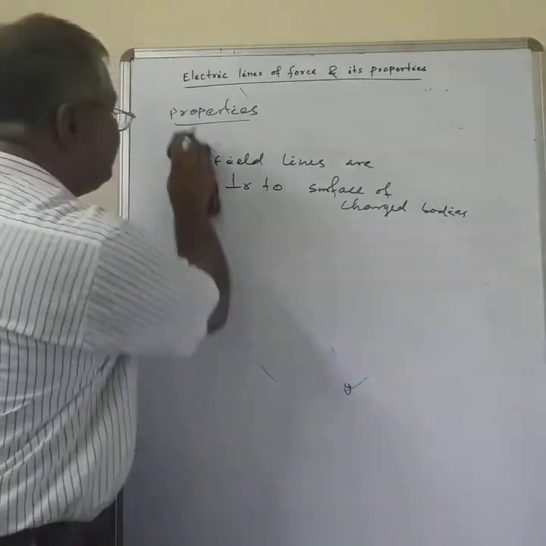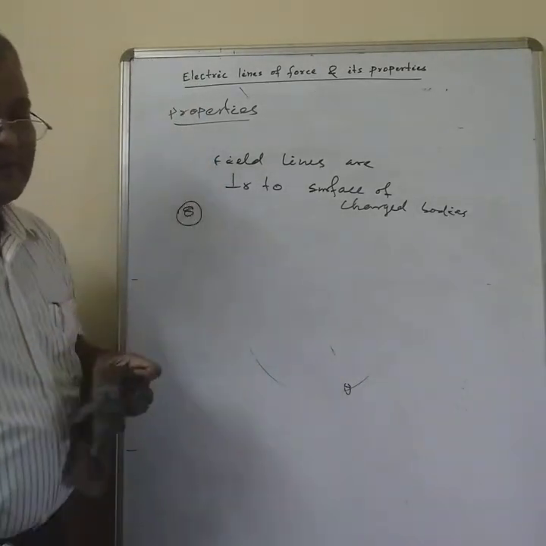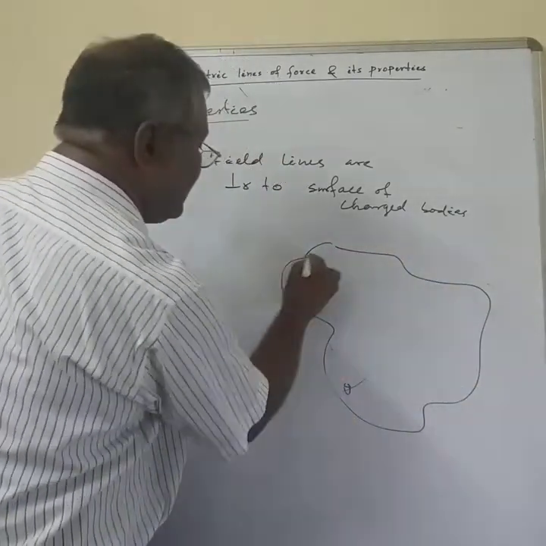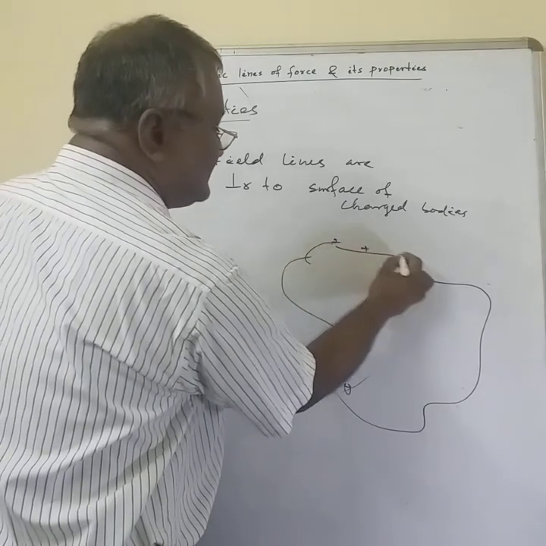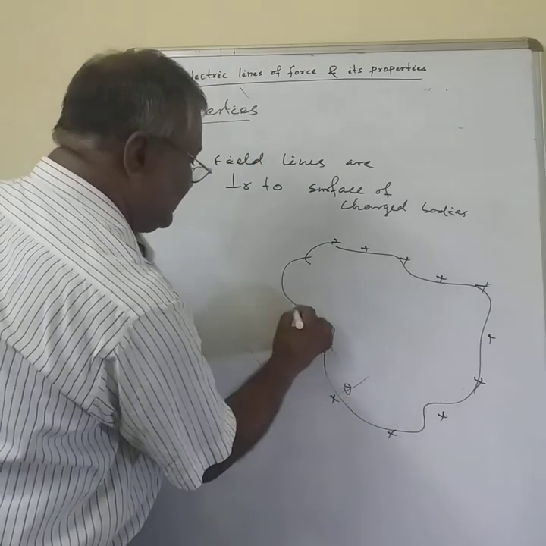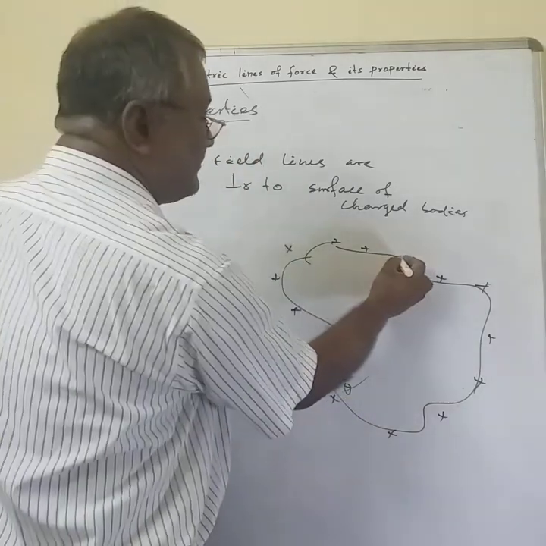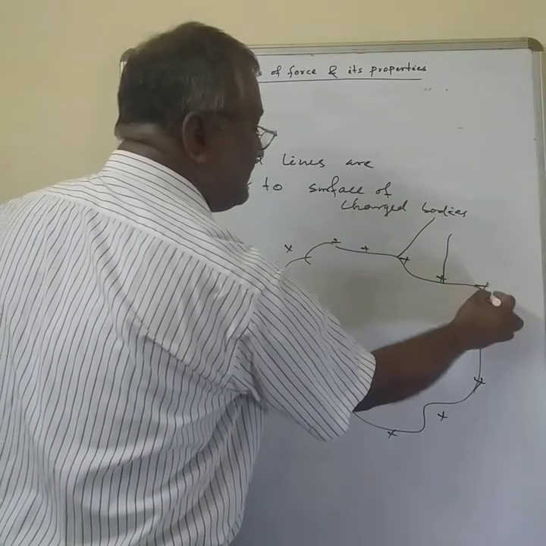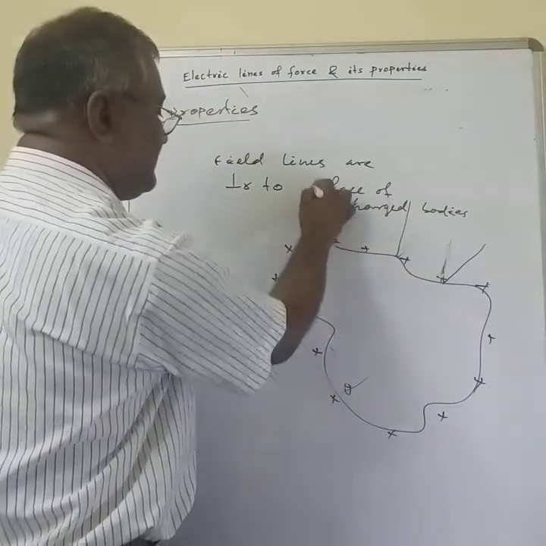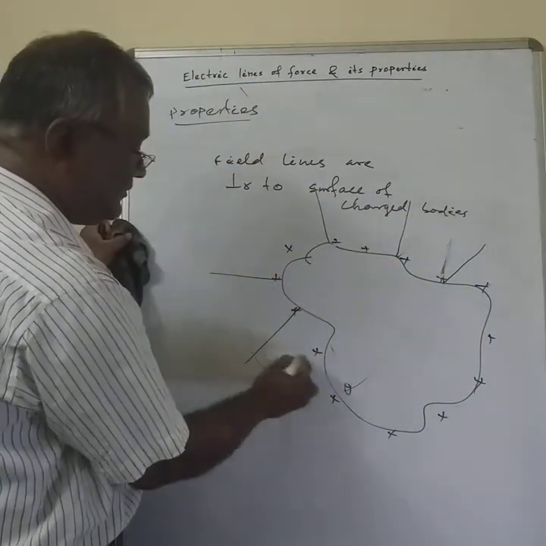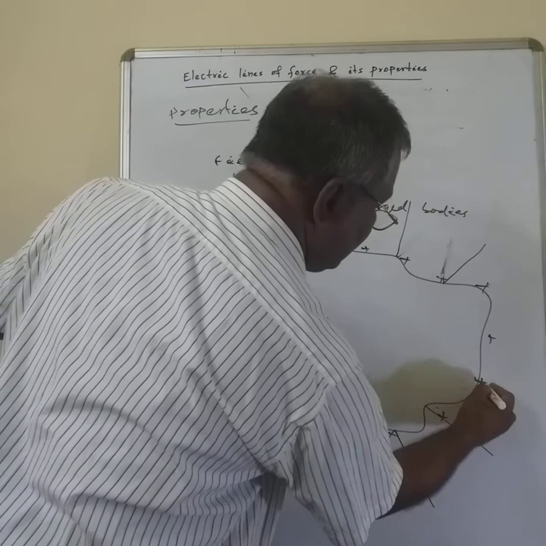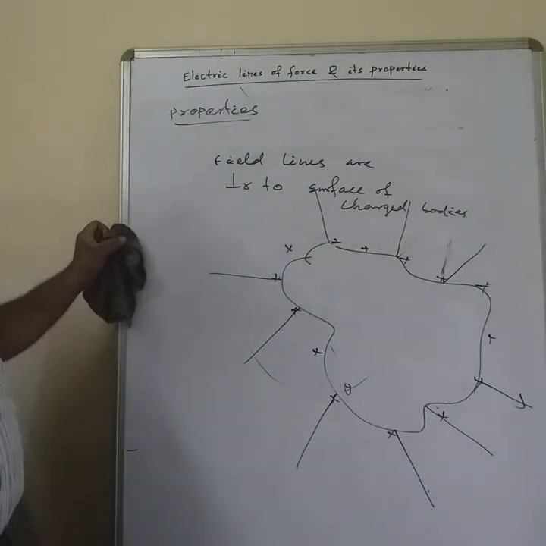Then the eighth property, that is another example we can go for. Suppose this is a surface of a charged body like this. All are positively charged, an irregular body. Suppose the charge is spread here. The field lines will be perpendicular, always perpendicular in different directions, like that. Perpendicular to the surface at that point.